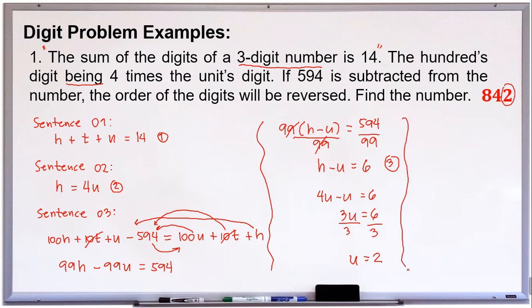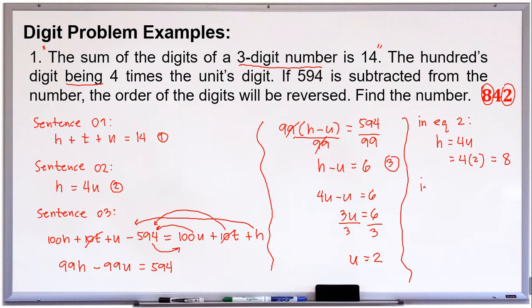Next, we are going to use this value of U in order to solve for H in equation 2. In equation 2, we have H is equal to 4U. So that is equal to 4 times 2, which is equal to 8. Therefore, our hundreds digit is 8, which is equal to our final answer.